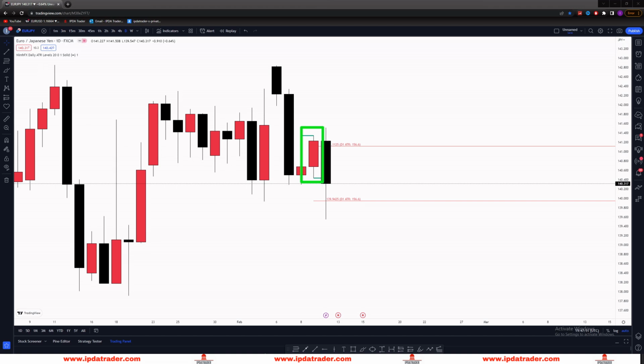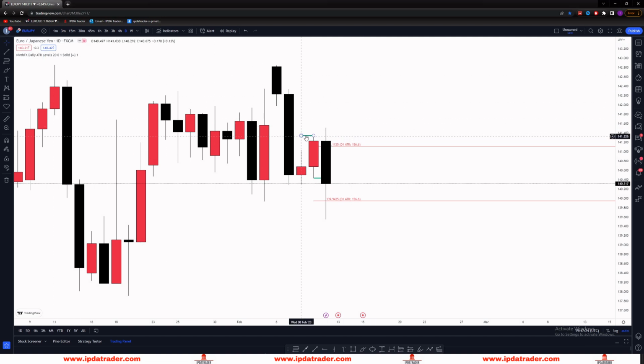And once again, I'm not going to dwell too much on this. It's rather simple, so we're not going to be taking too long with this. Once again, you're going to go to your daily chart and you're going to denote the previous daily high and the previous daily low of the fully formed candle.